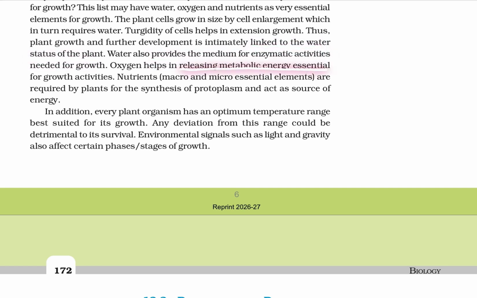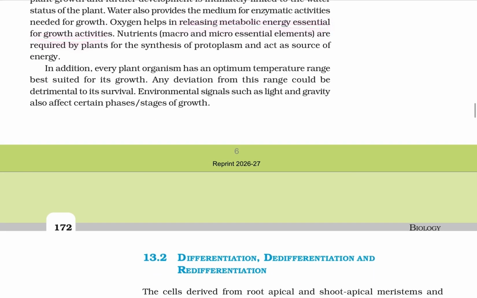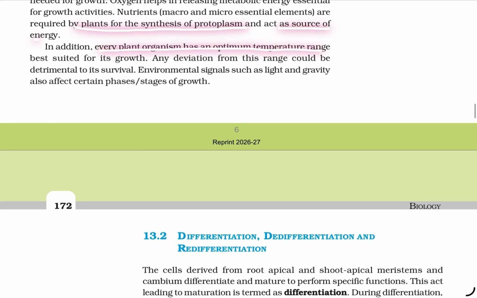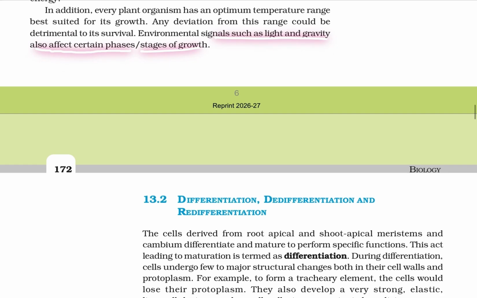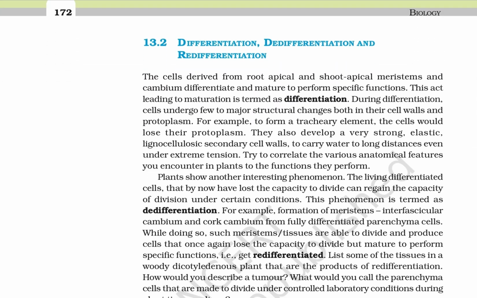Oxygen helps in releasing metabolic energy essential for growth activity. Nutrients, macro and micro essential elements, are required by plants for the synthesis of protoplasm and act as a source of energy. In addition, every plant has an optimum temperature range that suits its growth. Any deviation from the range could be detrimental to survival. Environmental signals such as light and gravity also affect certain phases and stages of growth.